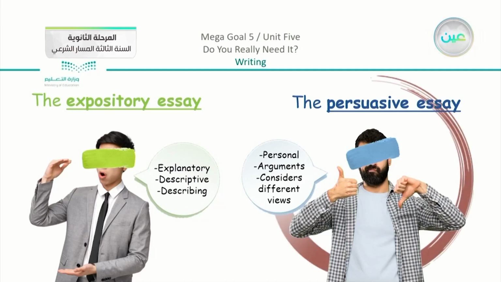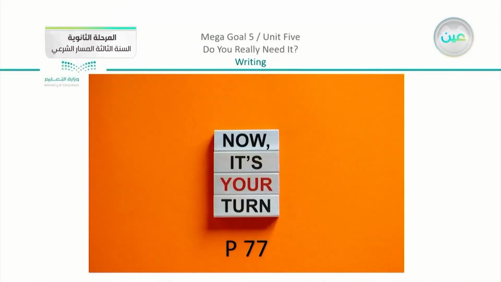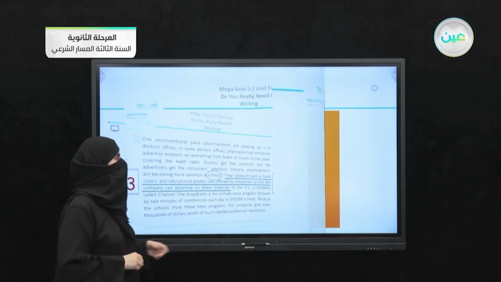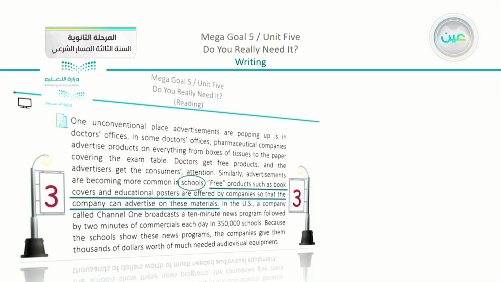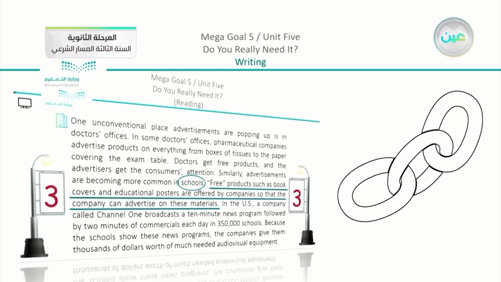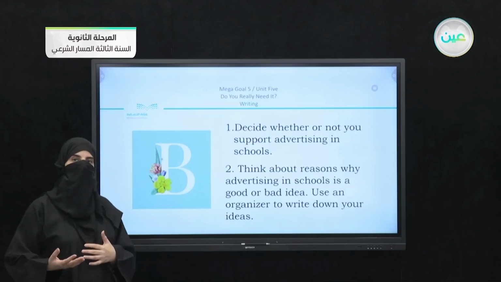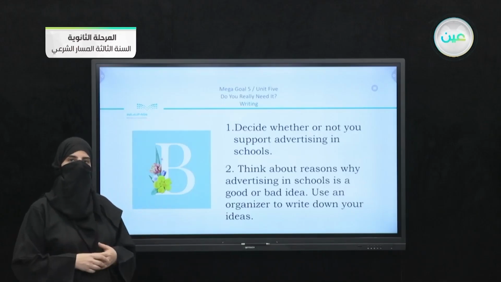Now, moving on, we said that we are going to start with the persuasive essay. It is now your turn on page number 77. And actually, we said yesterday that we are going to link between the ideas that we have in our lessons. So you can see that in the reading part we mentioned something about advertisements at schools. So we are going to take this idea and link it, and here we have our instructions that we did read yesterday. Now we are going to work together. Yesterday I asked you to prepare. We are going to work together to write a complete essay.